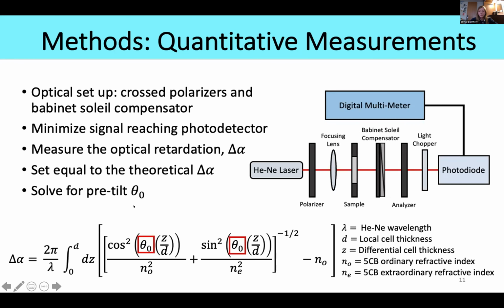Just an important note about this equation: it is an approximation. Here we're assuming that the bend and splay coefficients of the liquid crystal are equal to each other. That's called the elastic constants approximation. And then also it's important to note that we're integrating over the local cell thickness. So wherever we're measuring the optical retardation, we need to know the thickness of the cell at that point. And we measure those thicknesses using interferometry techniques.